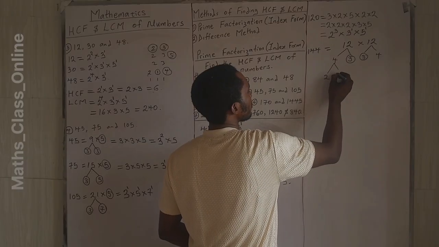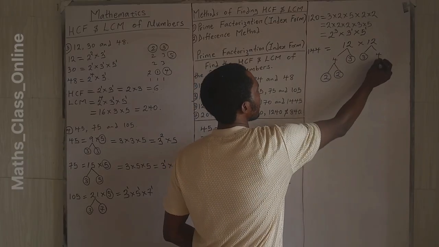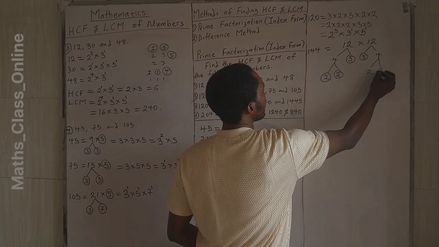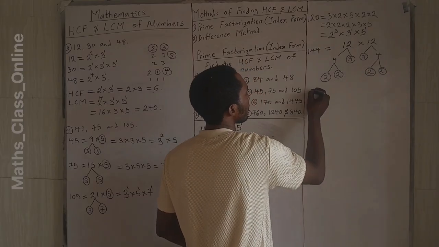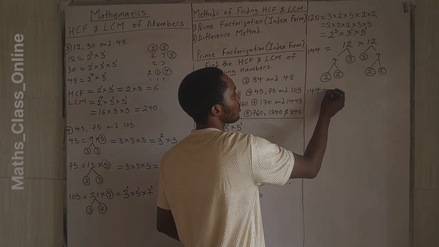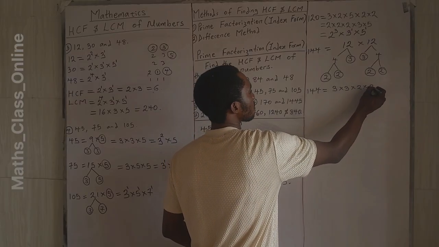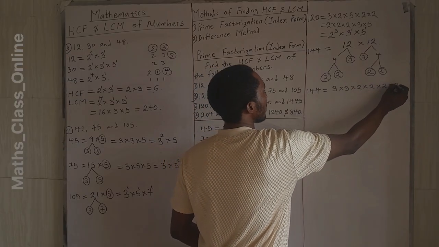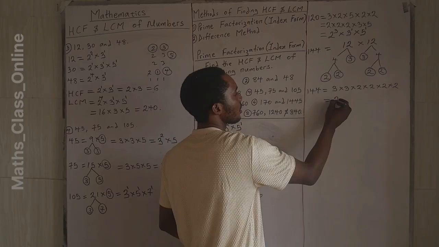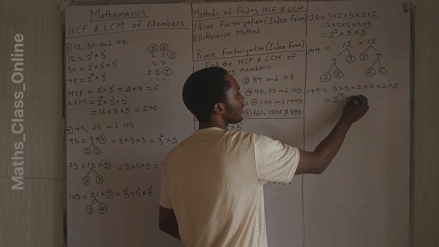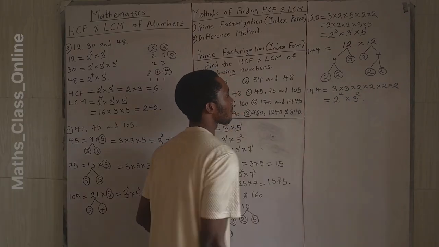This is 2 times 2. Also, we have 2 times 2. 144 is equal to 3 times 3 times 2 times 2 times 2 times 2. This is 2 raised to the power of 4 times 3 raised to the power of 2.